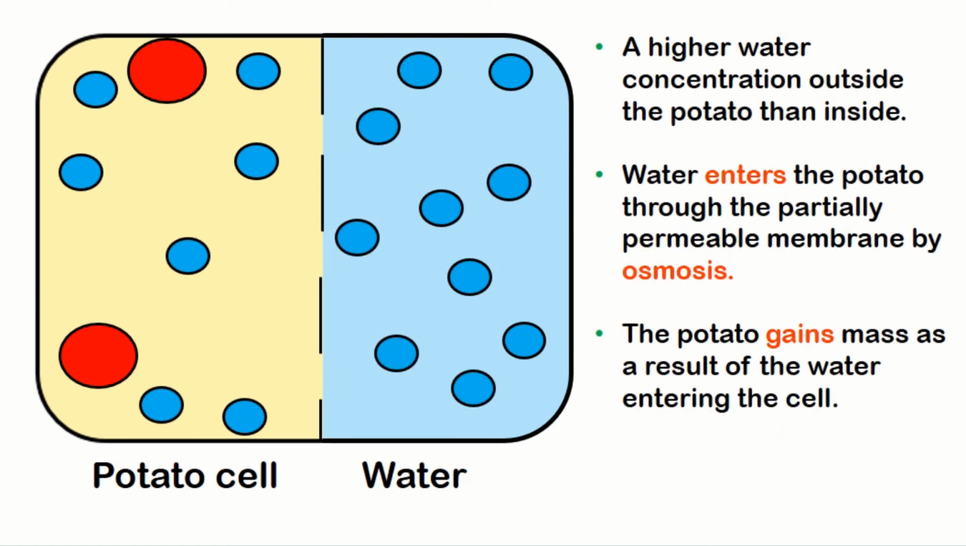When it's just in pure water, there's a higher water concentration in the beaker than the potato, so water is actually going to enter through that membrane by osmosis, and therefore the potato is going to gain some mass.